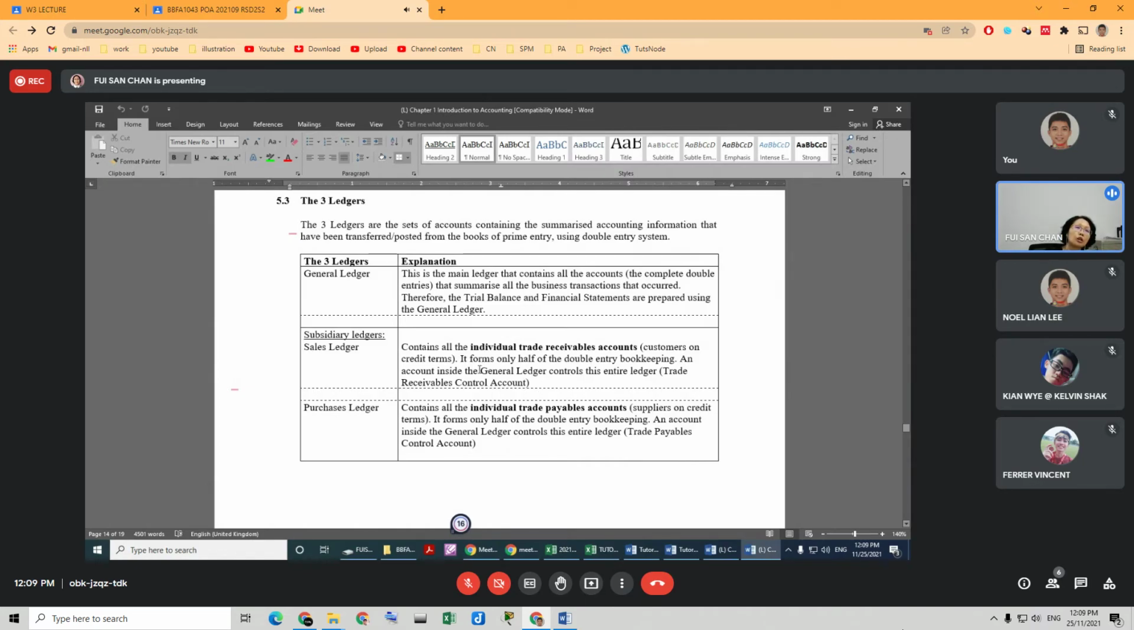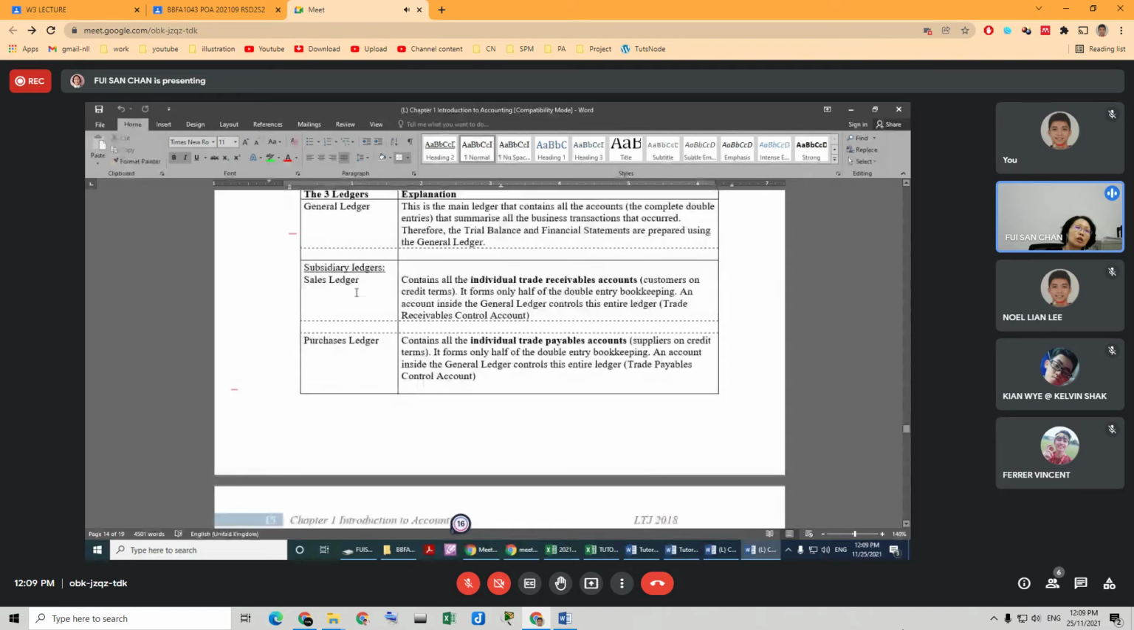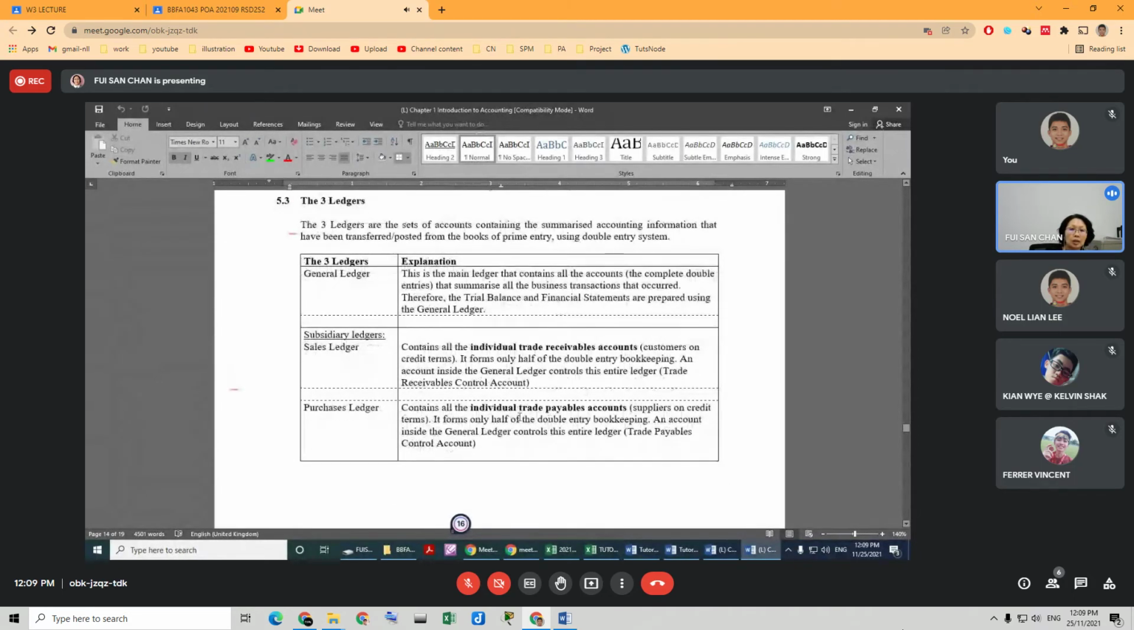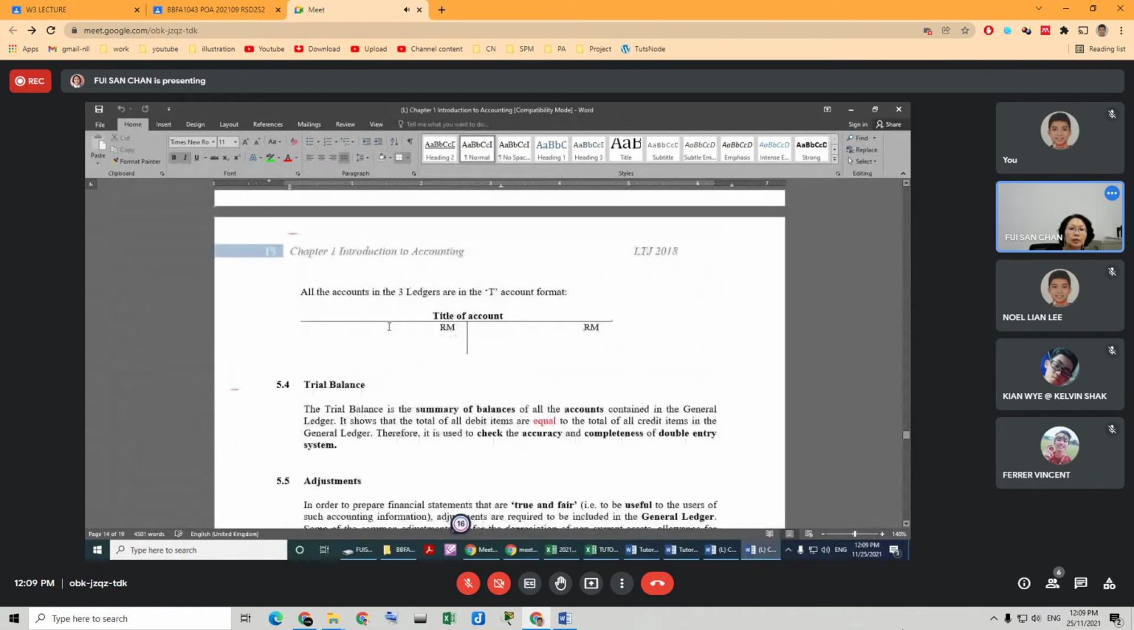Like your non-customer, non-supplier accounts: if not under sales ledger or purchases ledger, it will all be under general ledger. So you just think in this way, so it's easier. You see here, individual customer, individual supplier. So this is your ledger T account.